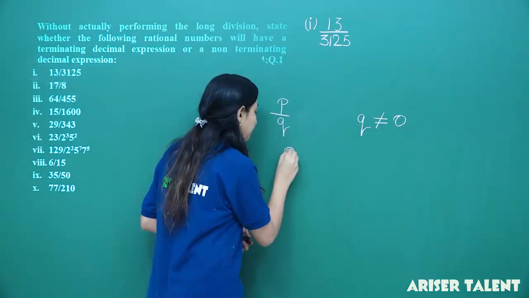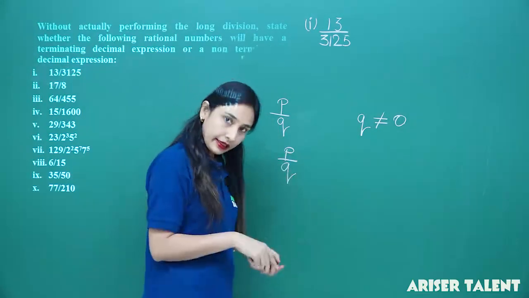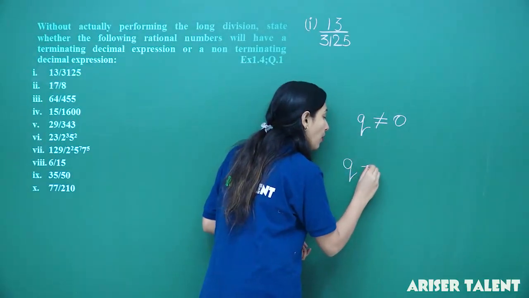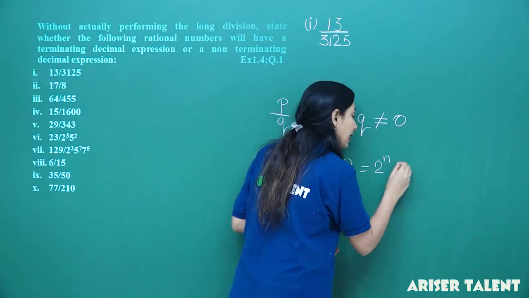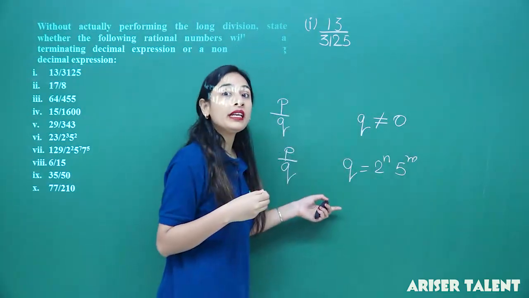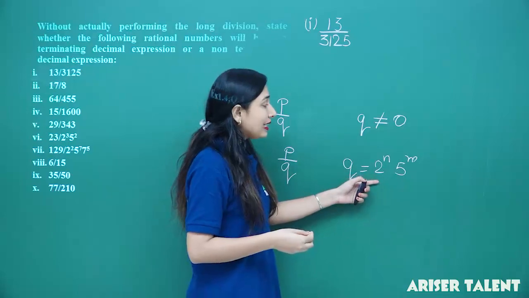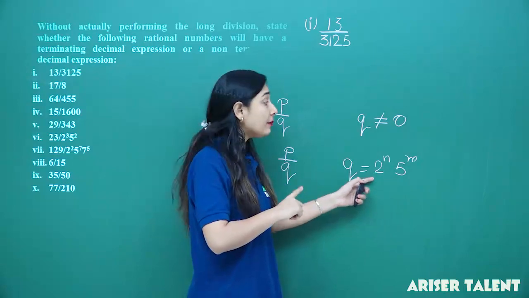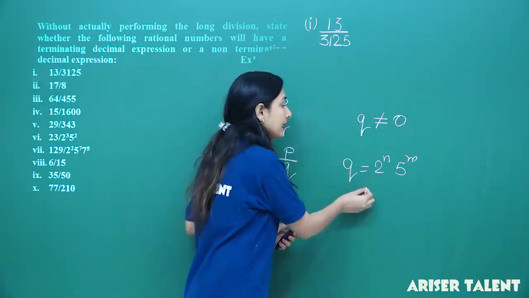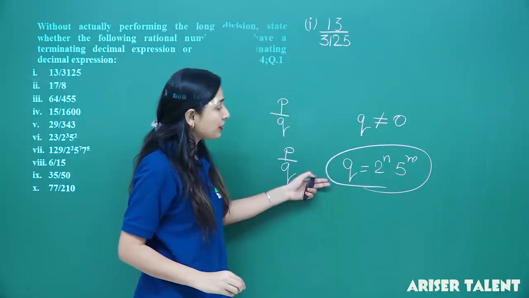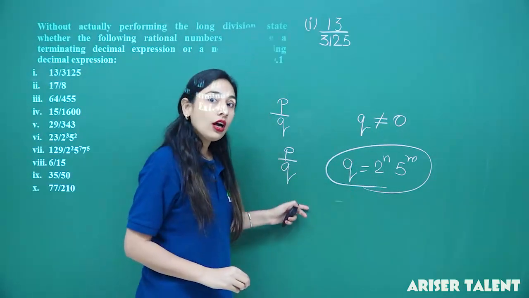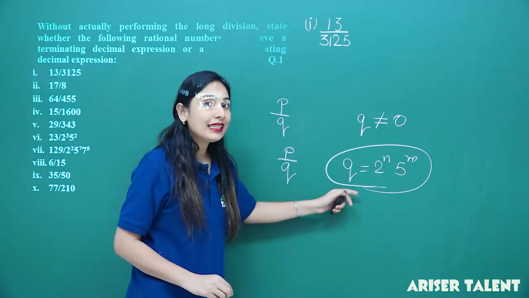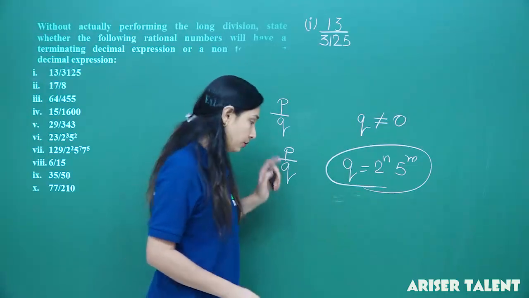Now, P by Q is terminating if Q is in the form of 2 raised to power n and 5 raised to power m. So, in the denominator, if there is a multiple of 2, or a multiple of 5, or a multiple of both, then we'll call it terminating. And if not, then it will be non-terminating. Okay.